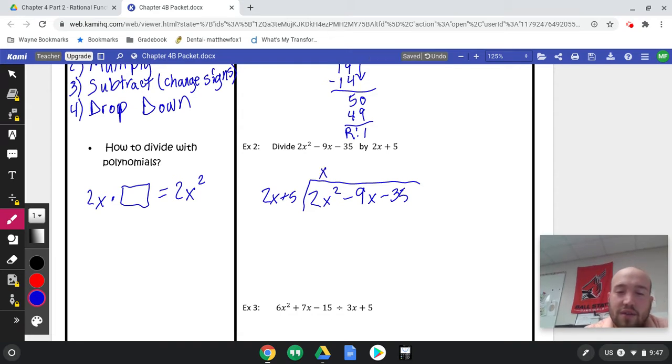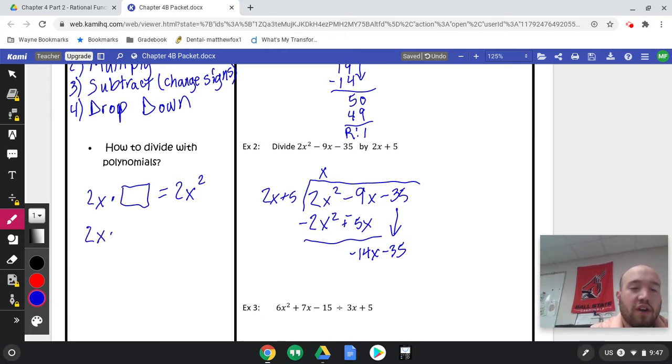So now I multiply it. x times 2x gives me 2x squared. That's good. x times 5 gives me plus 5x. Okay, now we have to subtract or change the sign. So this becomes negative. This also becomes negative. We subtract down, the 2x squared and the negative 2x squared cancel. We get negative 14x here. Don't forget, drop that negative 35 down. And now we're thinking, 2x times what? So I'm going to put a blank box again. Would give me negative 14x.